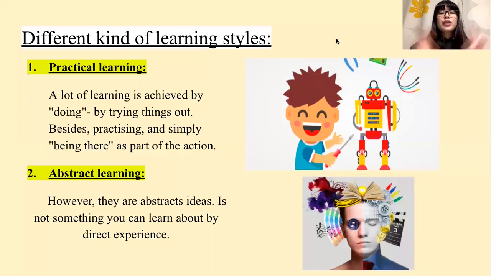I'm going to talk about the two different kinds of learning styles. One, practical learning. Basically, in this learning, people try things out by doing, asking for advice, and watching others how to learn. In other words, people learn something new by practicing. For example, when you're going to learn how to drive a car, you should practice driving before you get a driver's license.